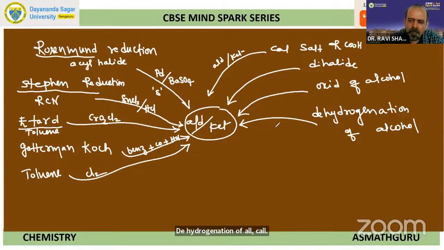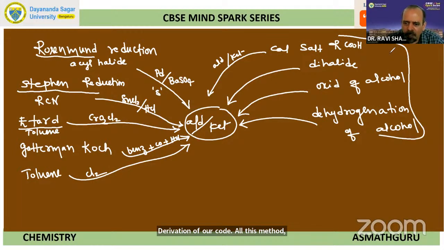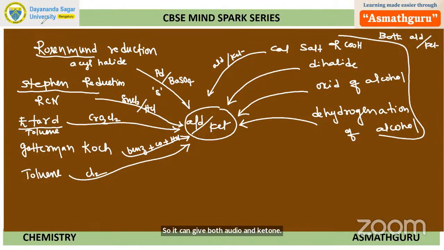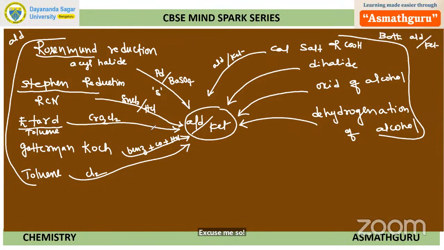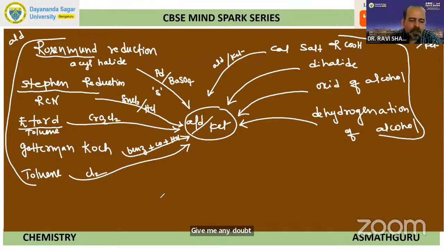All these methods, what I've written on the right side, give both aldehydes and ketones. Whereas these reactions provide only aldehydes. Yeah, tell me, any doubt? The calcium salt of carboxylic acid, I'll show you there.